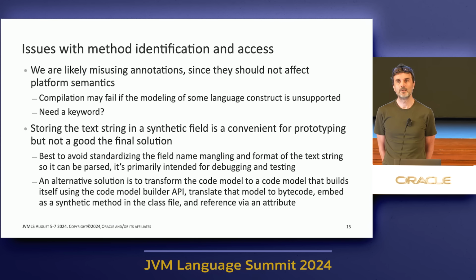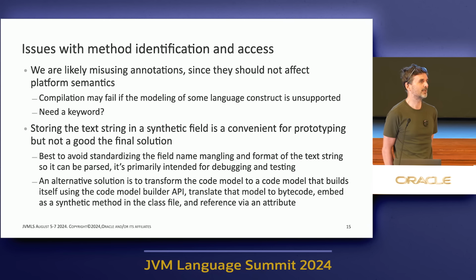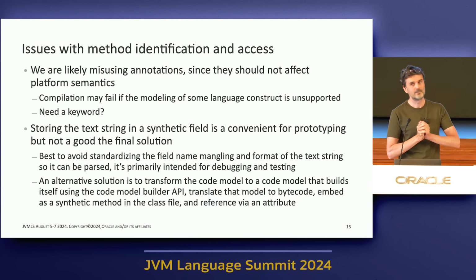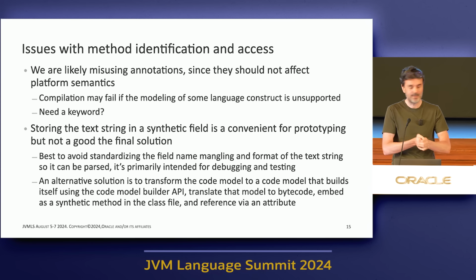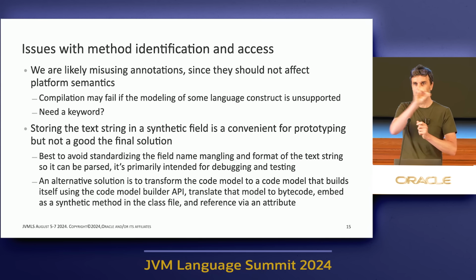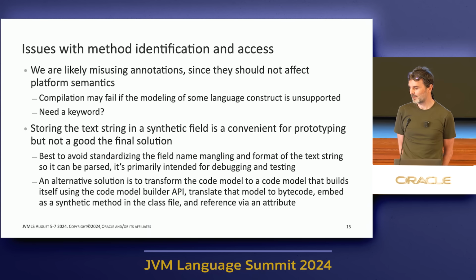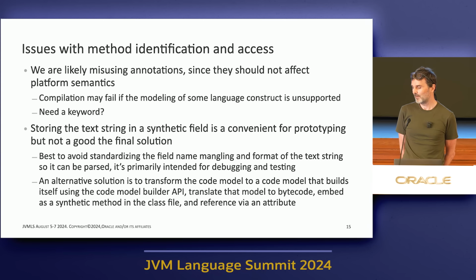So there's a bunch of issues with this. One is we're probably misusing annotations. Annotations are not meant to change language semantics. But in this case, it arguably does, although it's on the threshold. Compilation may fail. Maybe we can't represent all code, so we have to produce a compilation error. Maybe what we really need here is a keyword. Not sure yet, but we might. Say a reflectable keyword or something like that. But annotations are great for prototyping. And I think the other thing is storing the text string in a synthetic field is really convenient for prototyping, but I don't think this is a good final solution.